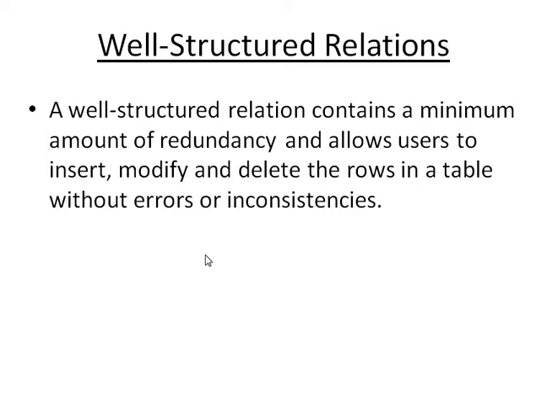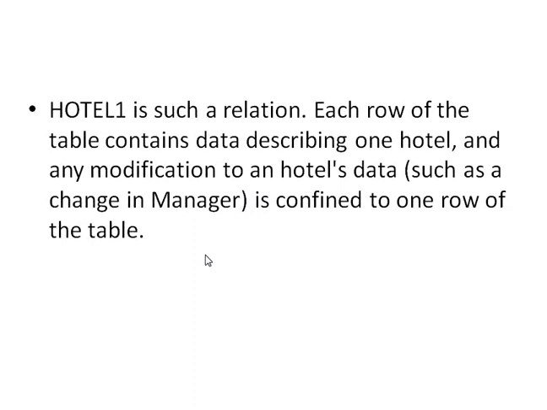So if the relation is well structured, then it will not give the users any errors while modifying, deleting a row, or inserting a row into the table, and it will not give any inconsistencies for the user. So Hotel 1 is such a relation.